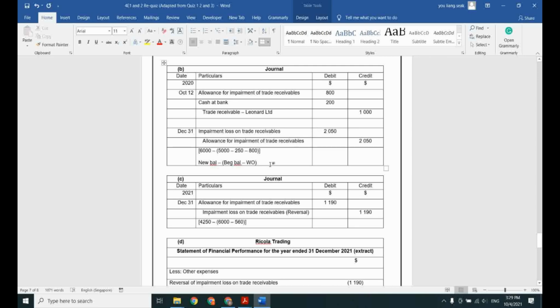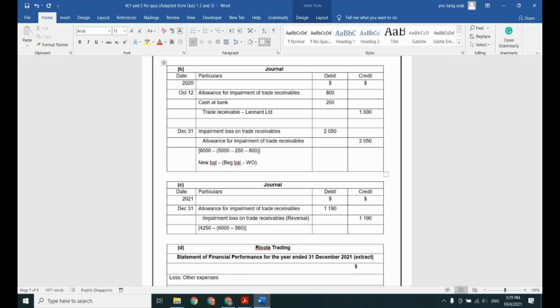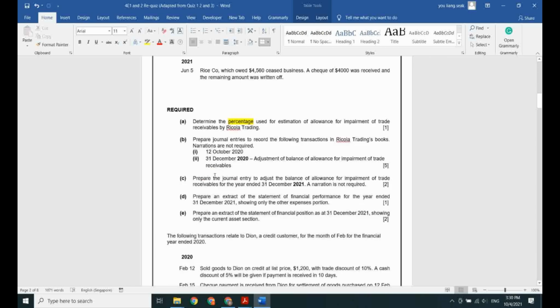Please remember that for this formula, if you get a positive amount, it means that you are supposed to increase the allowance. However, if you get a negative amount, as shown in the next year's example, then this will be a reversal entry. Adjustment positive, credit allowance. If it's negative, it means a reversal and you are debiting the allowance. So now let us move on to part C. Prepare a journal entry to adjust the balance of allowance for impairment of trade receivable balance for 2021.